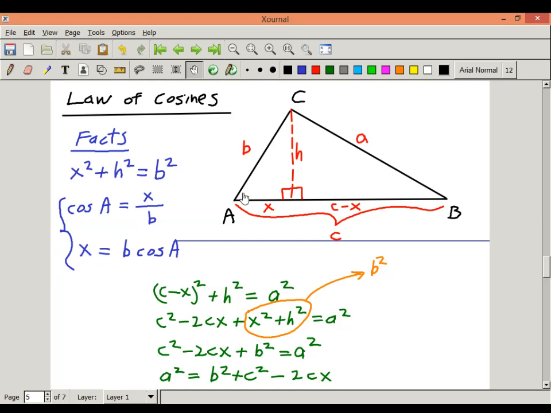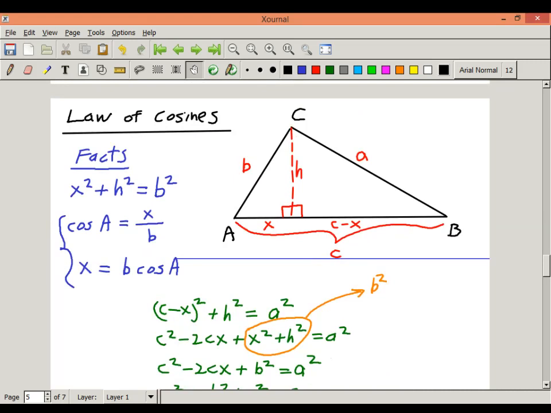Now look at the cosine of angle A. That's adjacent leg x divided by hypotenuse. So cosine of angle A equals x divided by b. You've got that right there. And then if you take that cosine equation and solve it for x by multiplying both sides by b, then you'll have x equals b times the cosine of angle A. Okay, put those on hold for a minute, and we're going to come back and use both of them.